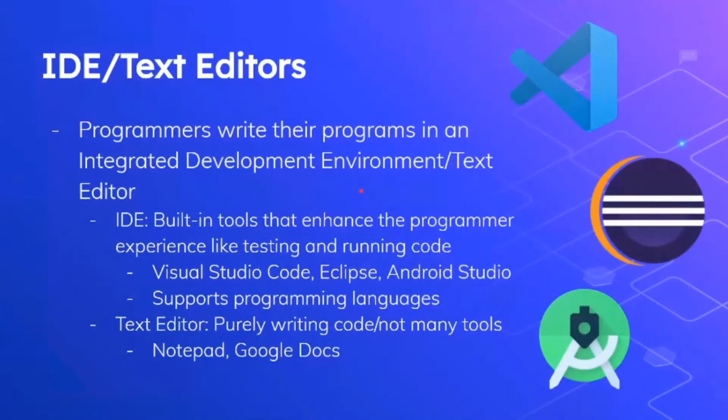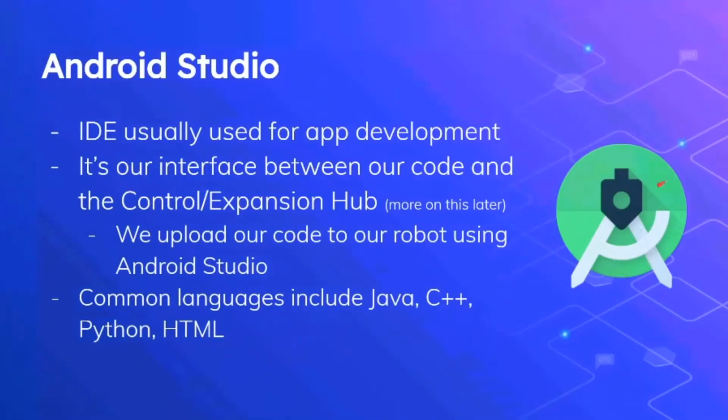And then a refresher from last time as well: IDEs, or integrated development environments, are the environment in which we write and edit our code. Specifically, Android Studio is the one that we use for robotics. Jacob will go more in depth into how we upload code to our hubs later, and he'll also go over what the hubs are. And commonly for Android Studio, you can use Java, C++, Python, HTML. It's very versatile.